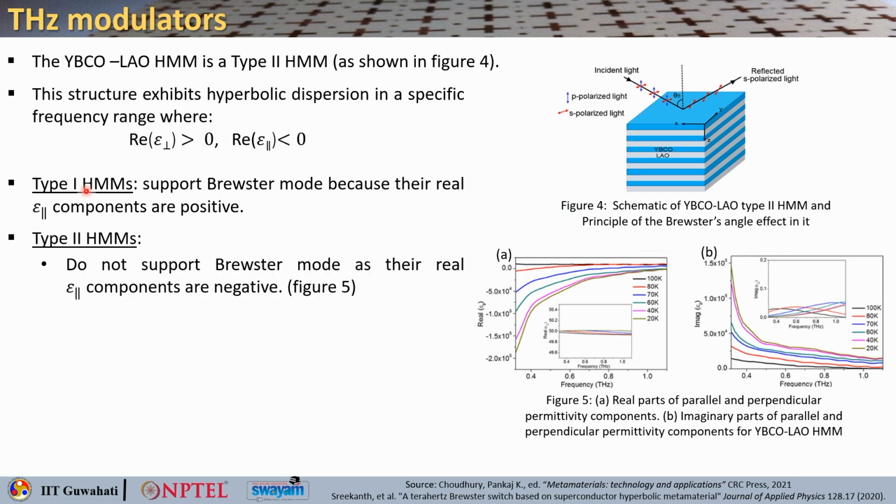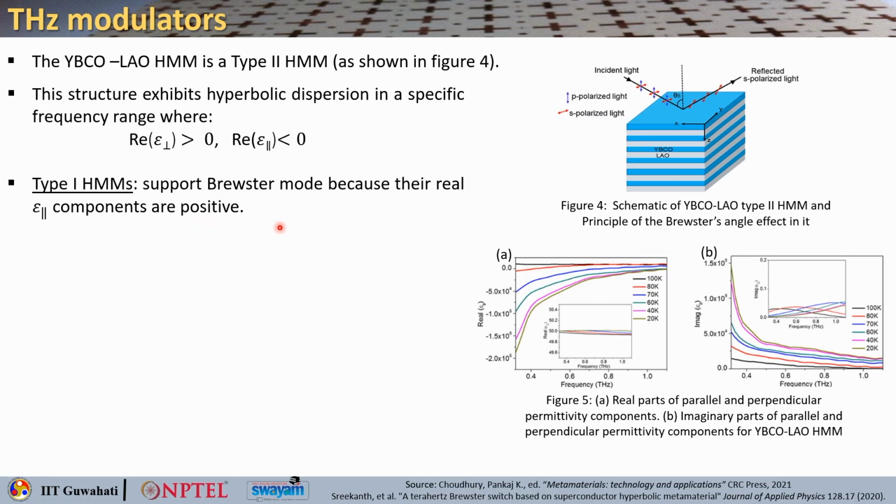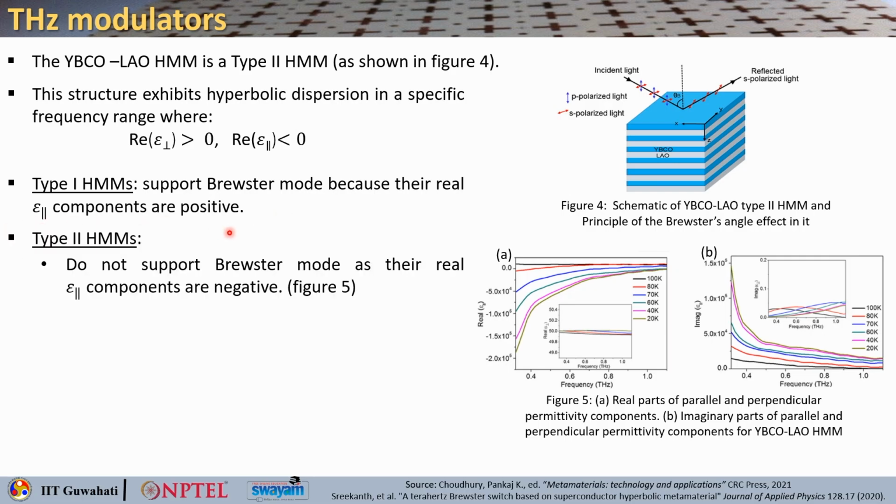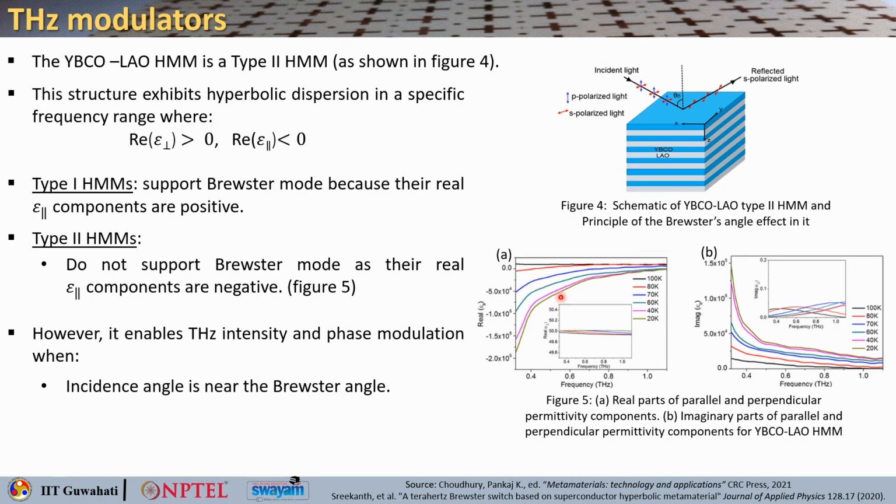When you talk about type 1 hyperbolic metamaterials, they basically support Brewster mode because the real parallel component of the permittivity is positive. Now, if you look at type 2 HMMs, they basically do not support Brewster angle because the real part of the parallel permittivity is negative. As you can also see here, those are negatives. However, it can enable terahertz intensity and phase modulation when the incident angle is near the Brewster angle.